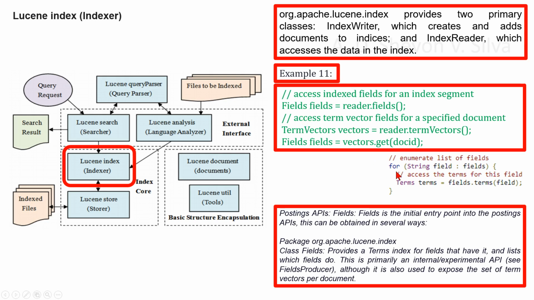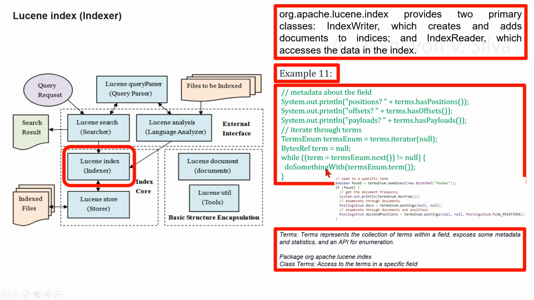Here the Fields class implements the Java Iterable interface, so it's easy to enumerate a list of fields. Here we access index fields for an index segment. Here we access term vector fields for a specified document. So we enumerate the list of fields, and access the terms for this field.